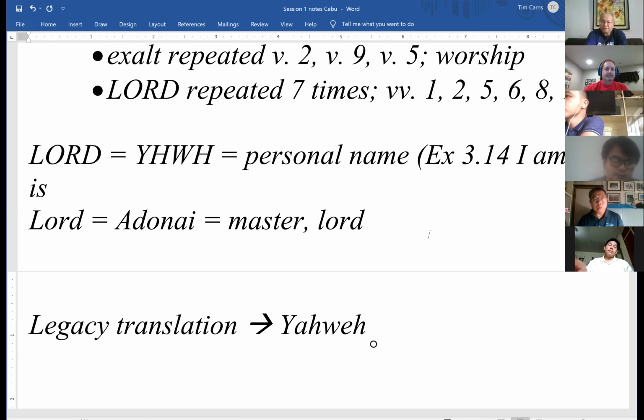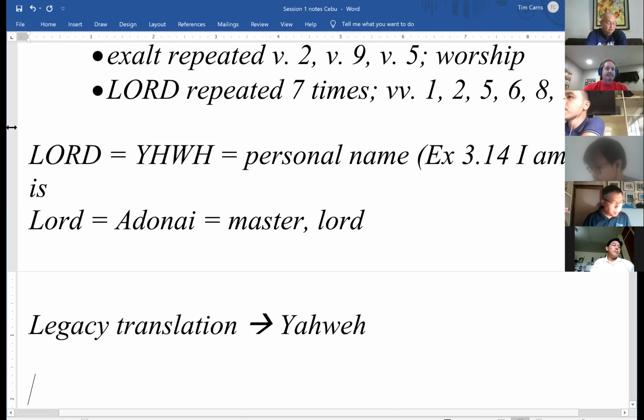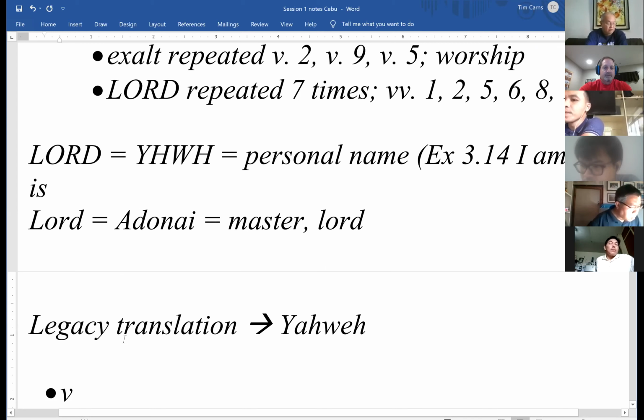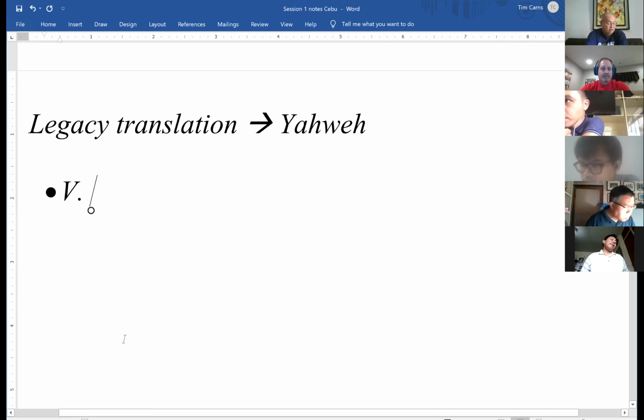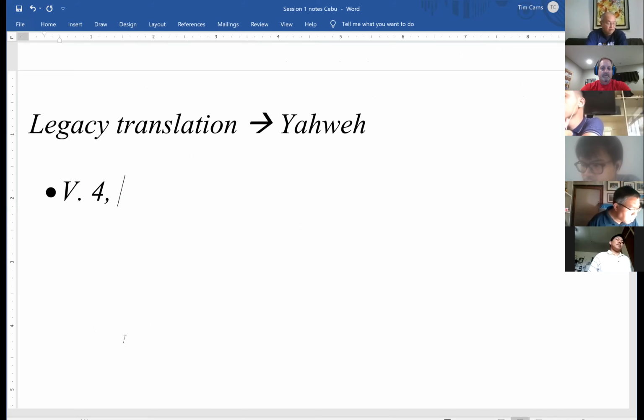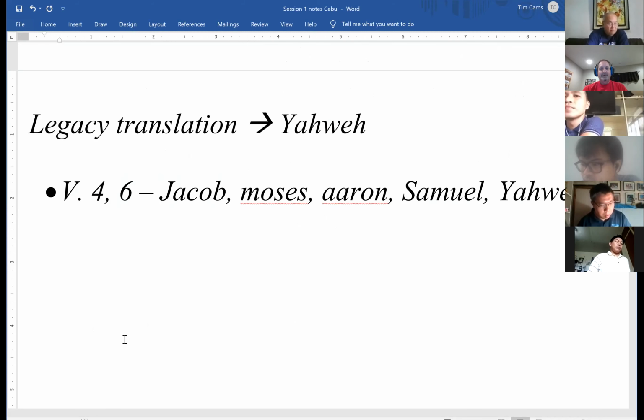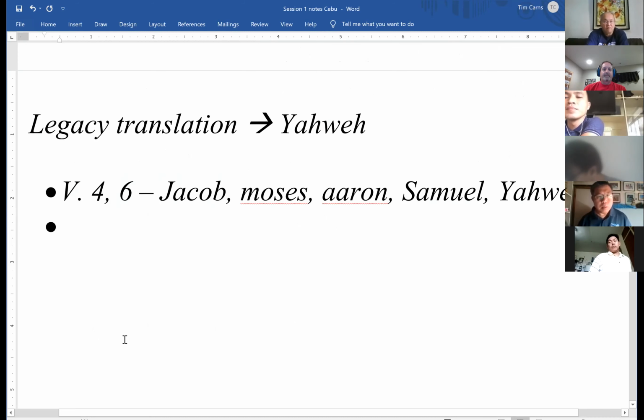There are a lot of names, Pastor, being mentioned. Yeah, what names do you see? Jacob, Moses, Aaron, Samuel. Okay, what verses? Verse 4, he mentions Jacob. Verse 6, Moses, Aaron, and Samuel. And we just talked about one name, God. So there are several names that are mentioned in this poem.